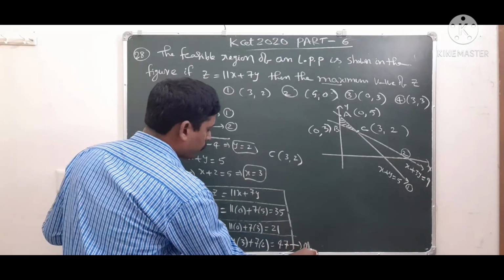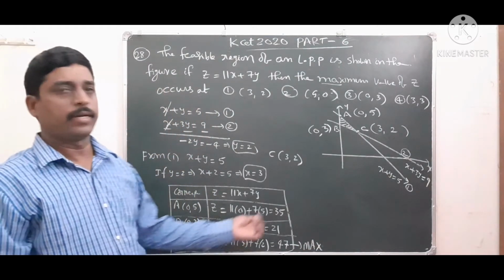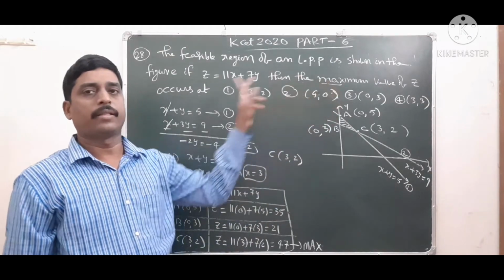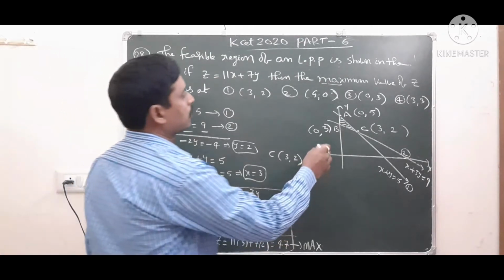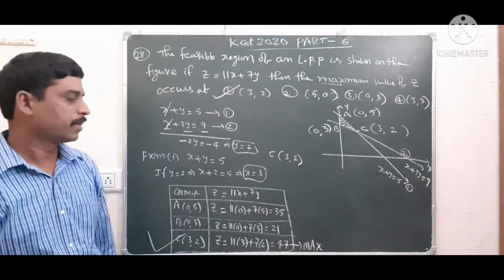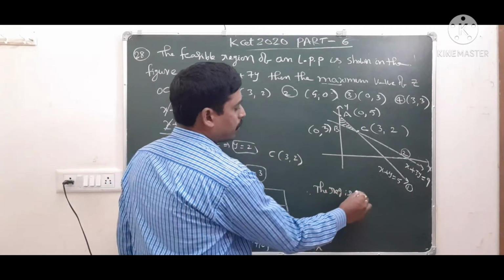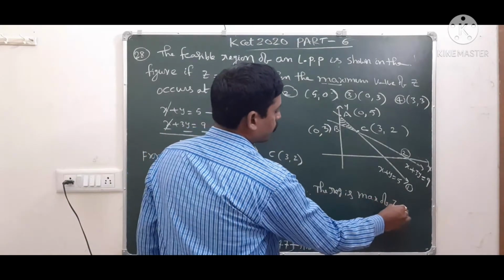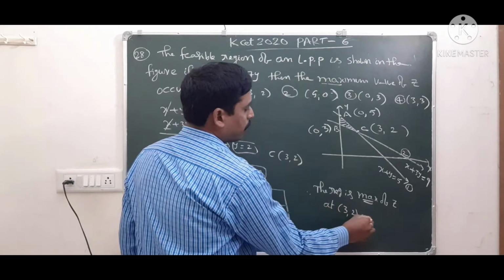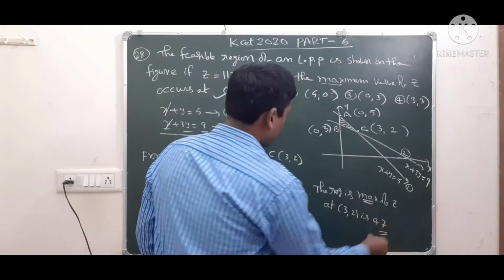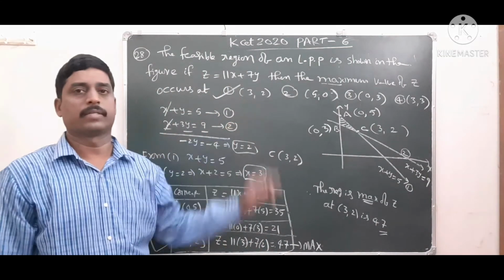In this, the maximum value is 47. Maximum value 47, but what is given, what is required? Maximum value of z at the point. So at the point, the option is C (3, 2), option correct. So the first option is correct. Therefore, the required maximum of z at (3, 2) is 47. In this, the maximum value is 47 at the point C. So option 1 is correct.